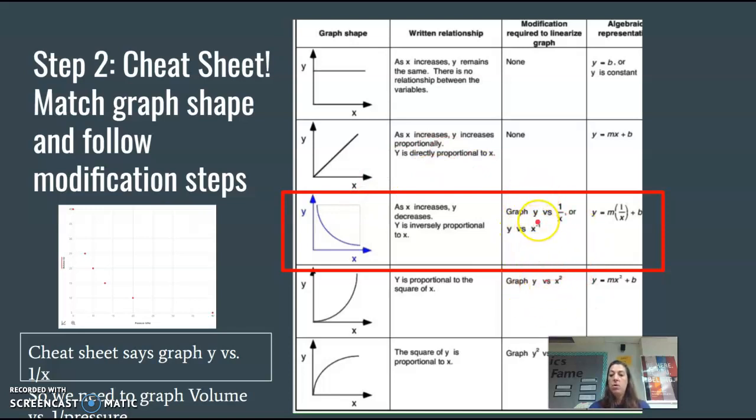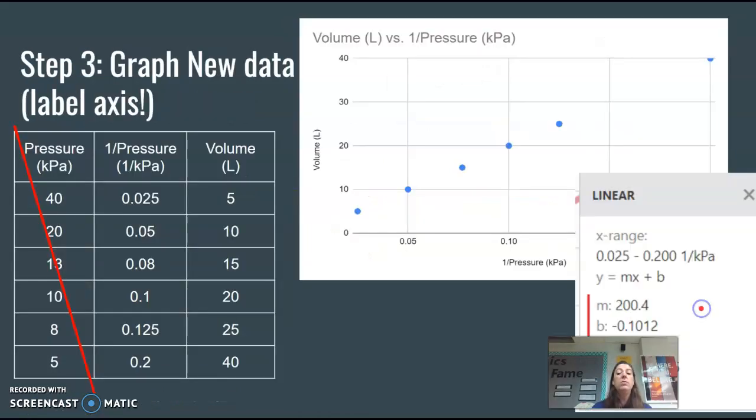Well, we're going to graph Y, which in this case was volume. We're not going to change any of that. And then we're going to look at 1 over X, or 1 over pressure, right? We put pressure originally on the X-axis. It's an inverse relationship, so to get a straight line, we want to graph the inverse. So we are going to physically take our X data and put it in the calculator as 1 divided by 40, 1 divided by 20, 1 divided by 13 to get this data.